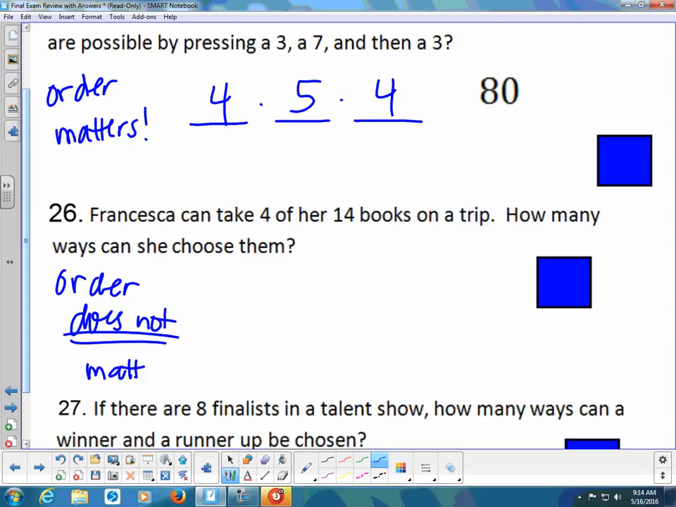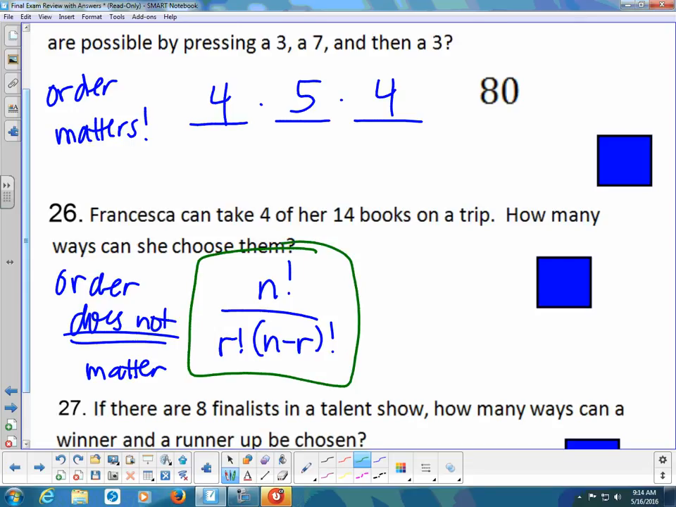Now, if you tell me order does not matter, there's a formula you have to use. Does anyone remember what it is? N factorial over R factorial times N minus R factorial. Can you please star this? Highlight something. I will not provide that for you. You need to know that formula. Okay? Again, that is not something I will give you. So there are not a ton of formulas you need to know. That is one of them.